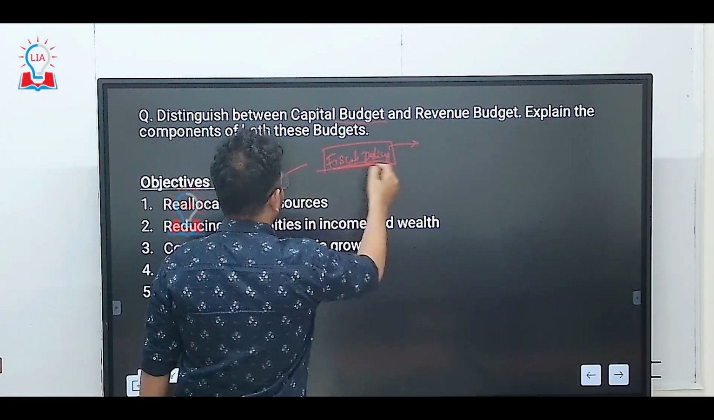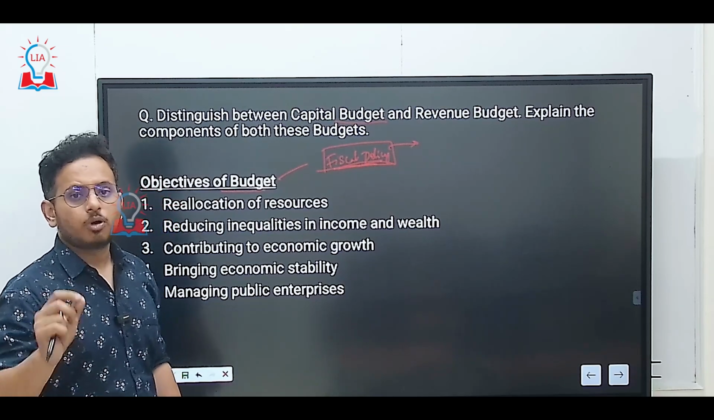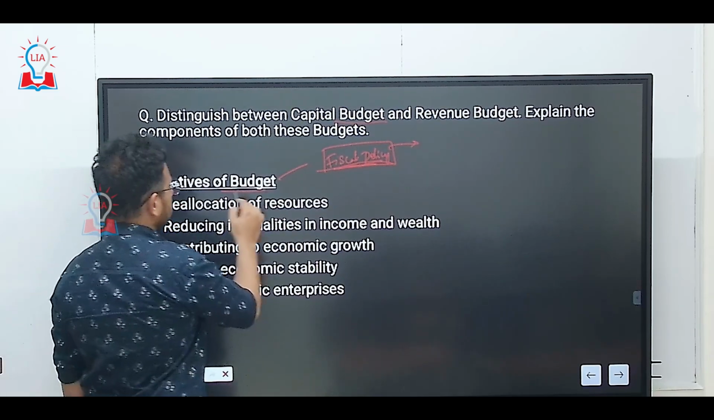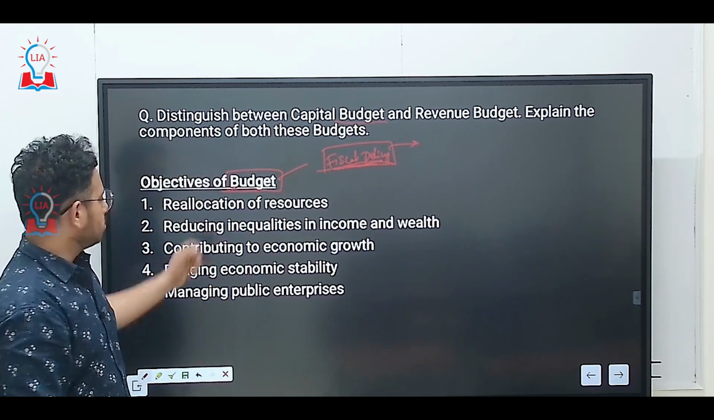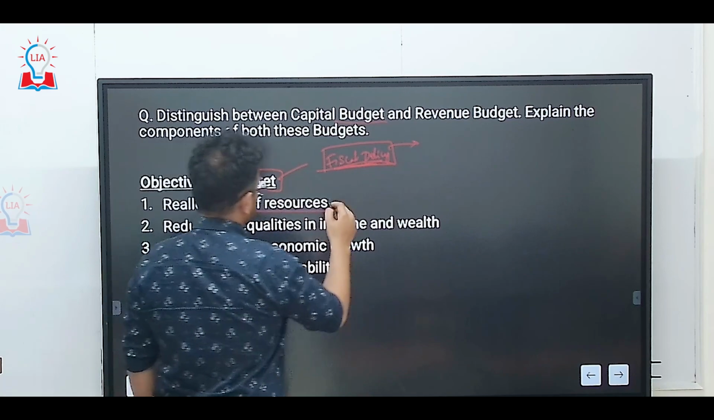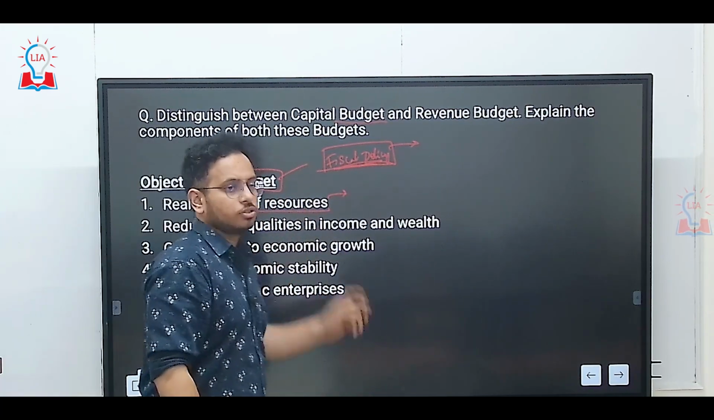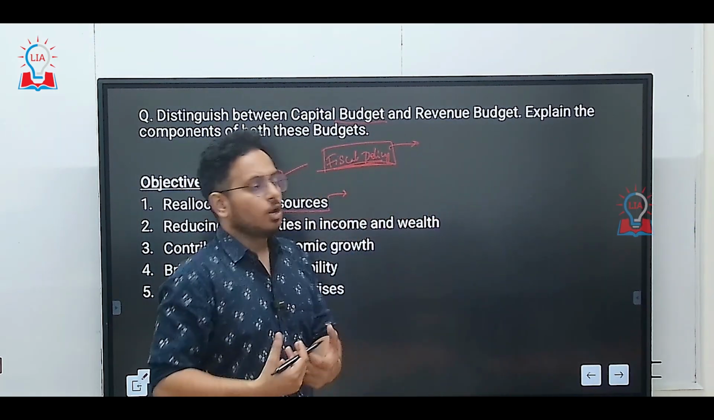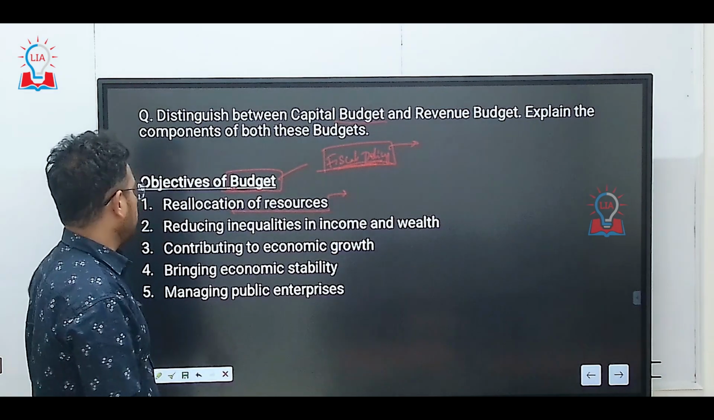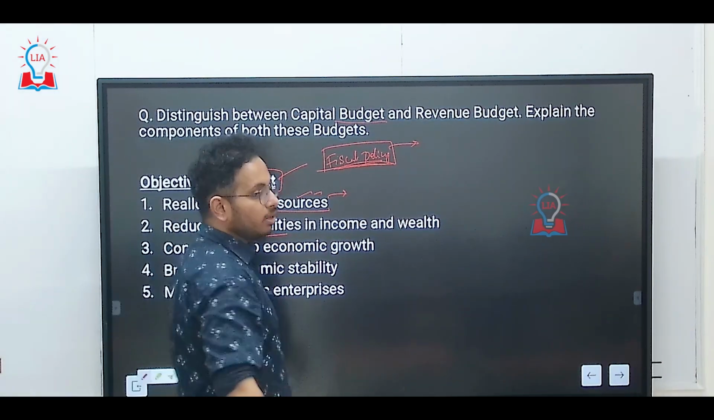In order to contain inflation and boost economic growth, the most important tool that the government has is nothing but the budget. Now what does the budget do? Reallocation of resources. This is the main important function of fiscal policy, where the government decides where the resources should be allocated. Reallocation of resources, and reducing inequalities in income and wealth.